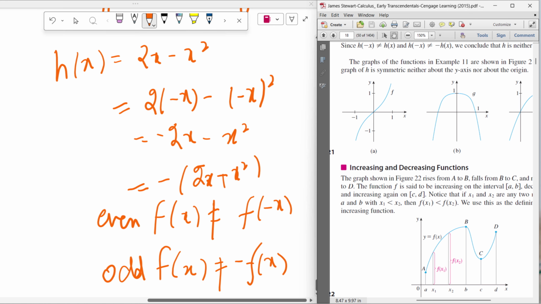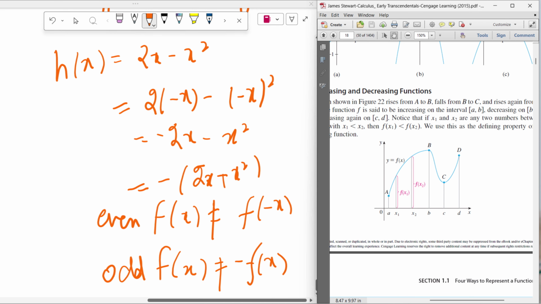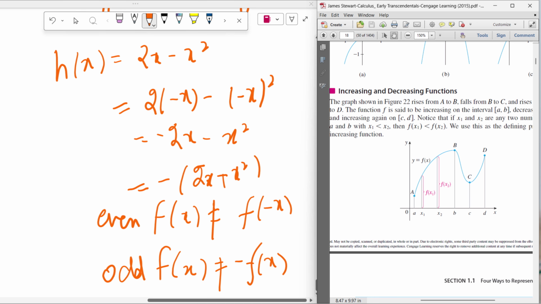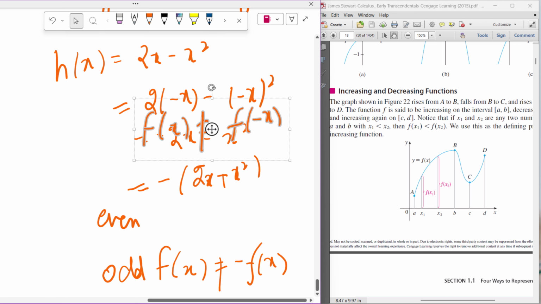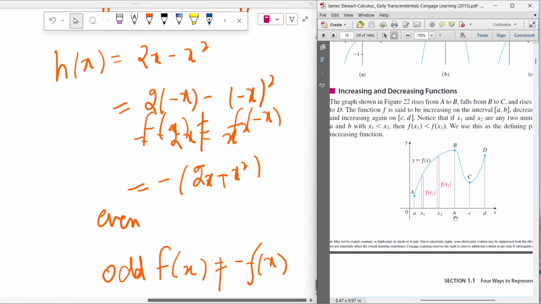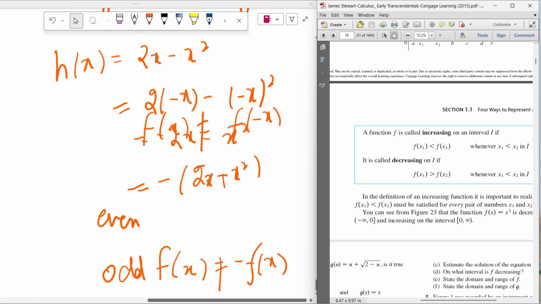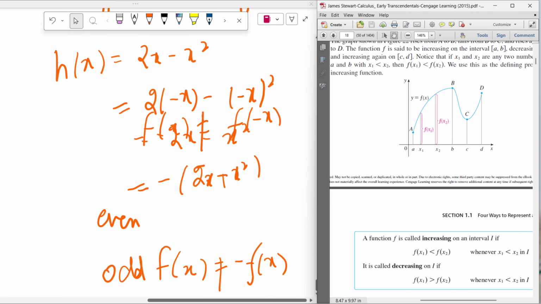The second concept is of increasing and decreasing functions. If we look at the graph, it is increasing from A to B. But when I look from B to C, the graph starts decreasing, and again it is increasing from C to D. So basically the increasing or decreasing trend depends on the input values, from x1 up to point B.